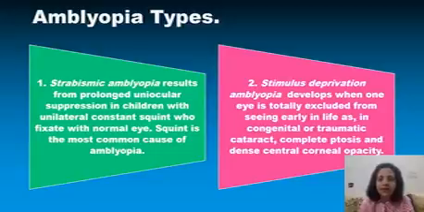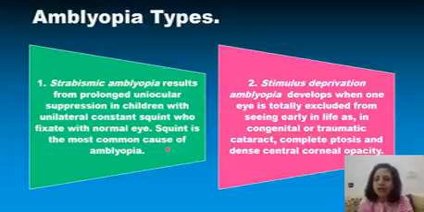First is the strabismic amblyopia. This results from prolonged uniocular suppression in children with a unilateral constant squint which fixates with the normal eye. Squint is a very important cause of amblyopia. When one eye is seeing, the other eye is squinting and you're not correcting the squint of that eye, so the squinting eye might go into amblyopia.